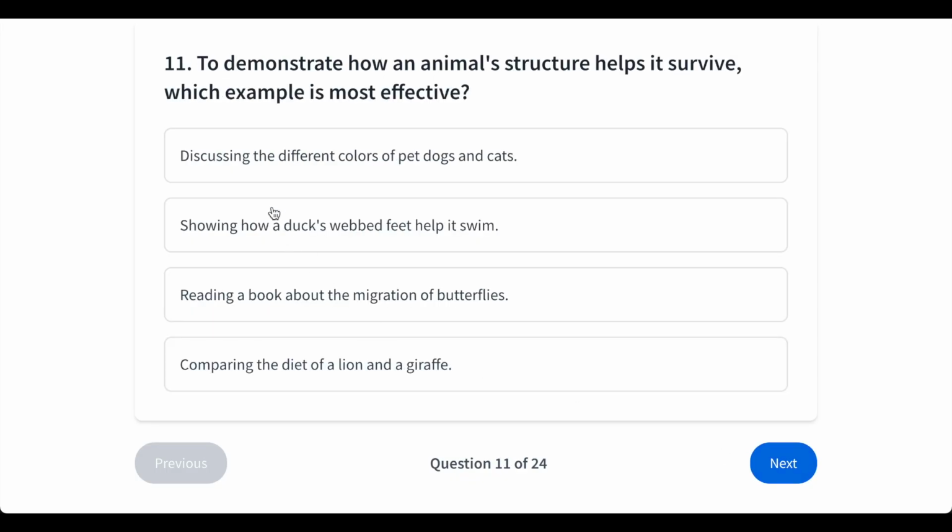Question 11 asks, to demonstrate how an animal structure helps it survive, which example is most effective? Is it A, B, C, or D? All right, so we've got 10 down so far.